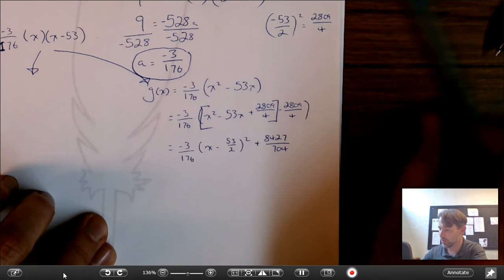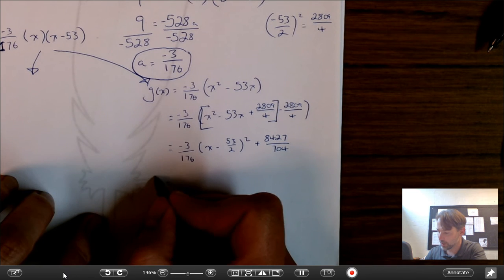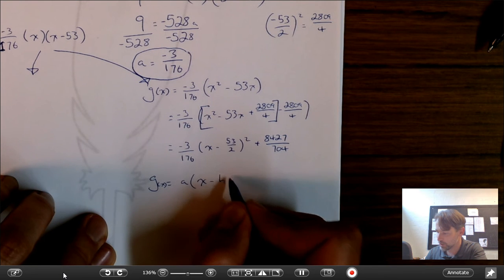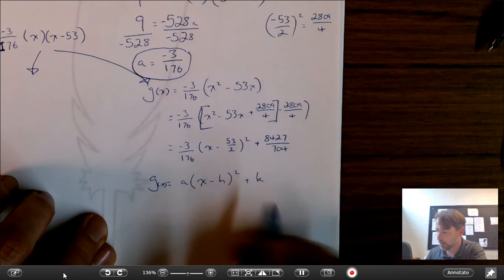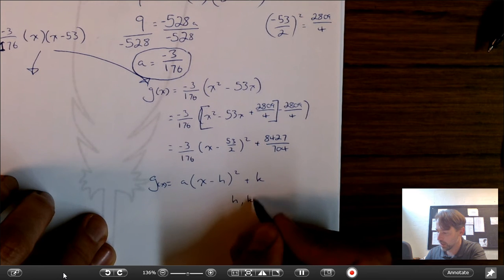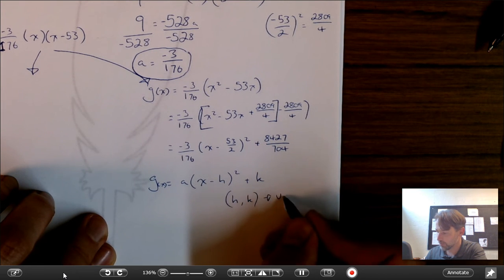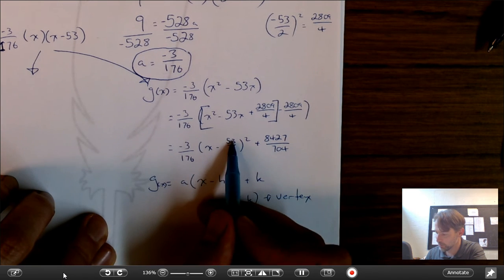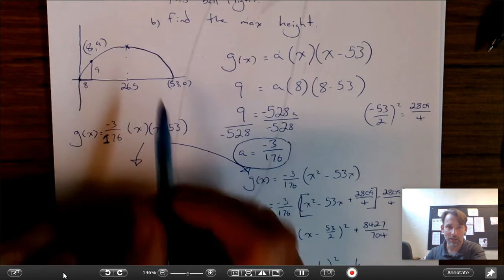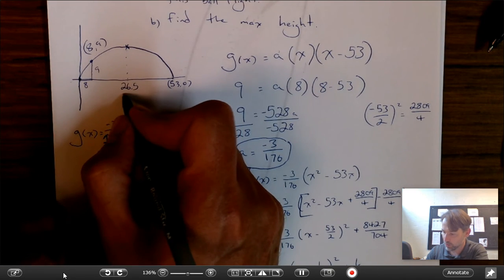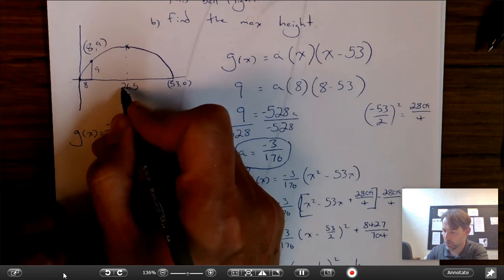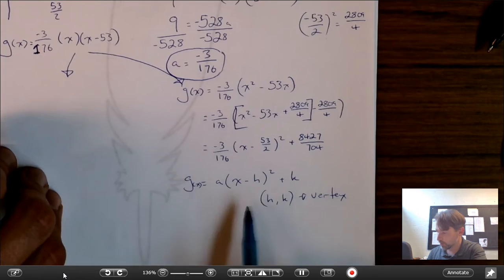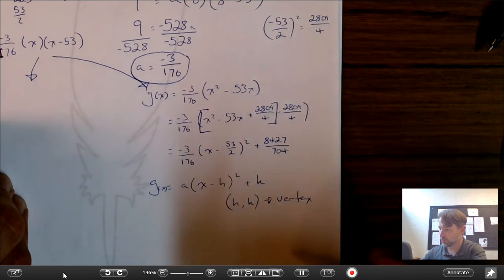So remember, the vertex form is like this: g of x is equal to a multiplied by x minus h squared plus k, where h, k is the vertex. Notice that the h has to switch signs in there. So this is negative 53 over 2. And connected to our visualization, there's 53 over 2. 53 over 2 is also 26.5. Okay, so that was the location of the vertex. We've used completing the square to find it, and it's 8427 over 704.